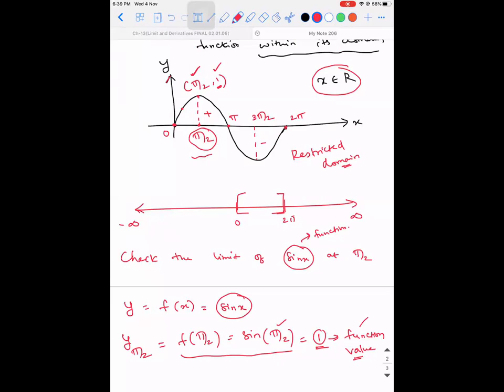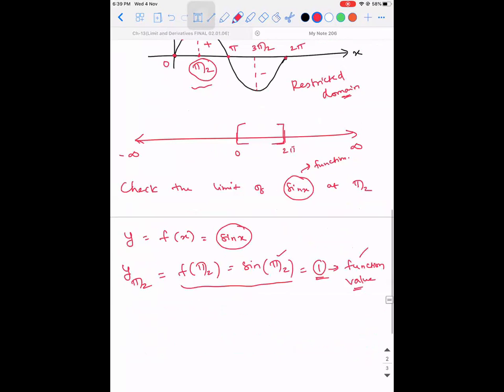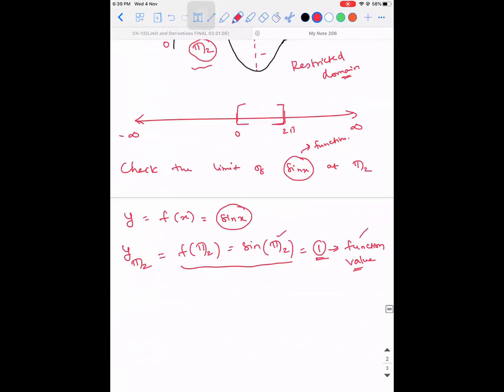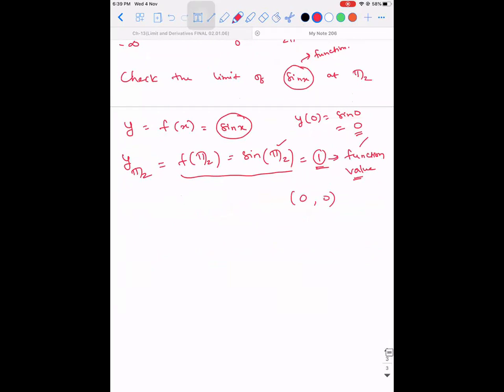Similarly, if I ask you what is the function value at 0, what will you say? Function value at 0 is only the y coordinate. 0, 0 is the ordered pair. So what is the function value of sin x at x is equal to 0? You should only tell the y value. y is equal to sin x. What is y of 0? It is sin 0. What is sin 0? 0. So the function value of sin x at x is equal to 0 is 0. Try to understand, 0, 0 is the ordered pair.